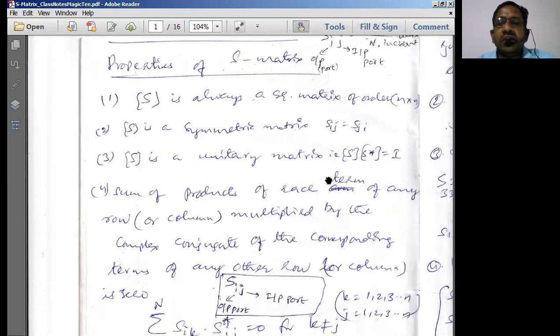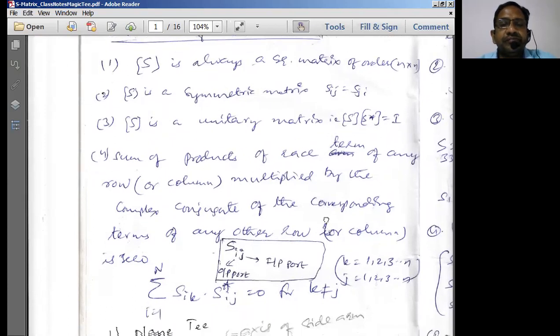Then S is a unitary matrix. What is the meaning of a unitary matrix? If you perform the product of the matrix with its complex conjugate, it results in an identity matrix, the I matrix. So therefore it is a unitary matrix.